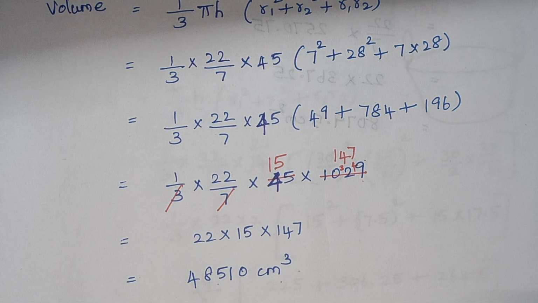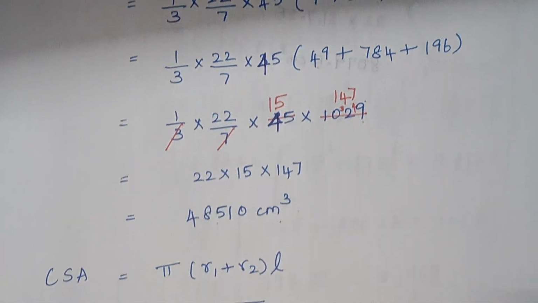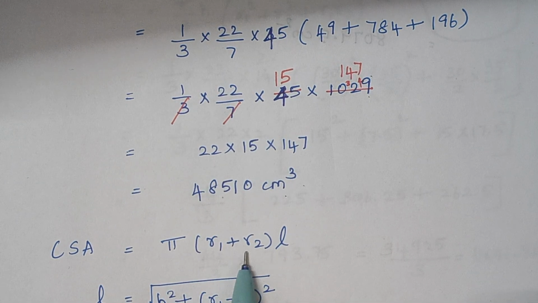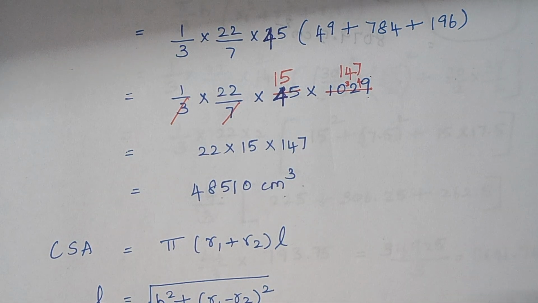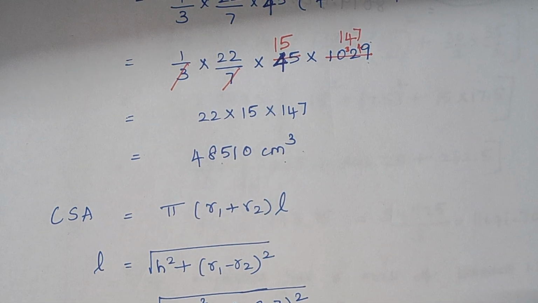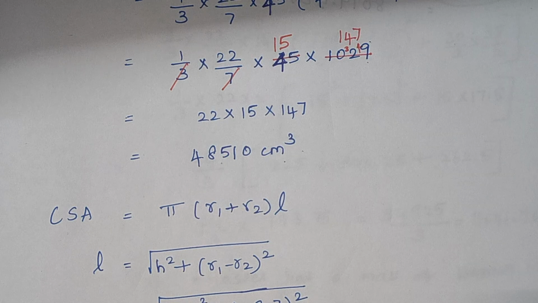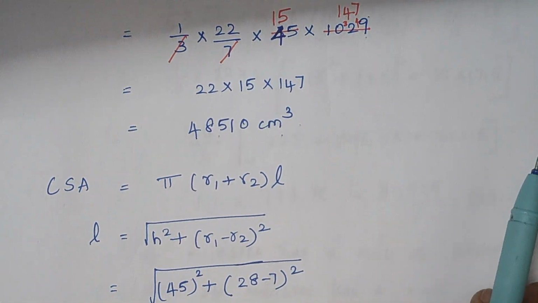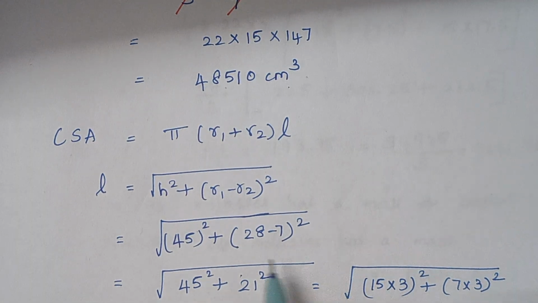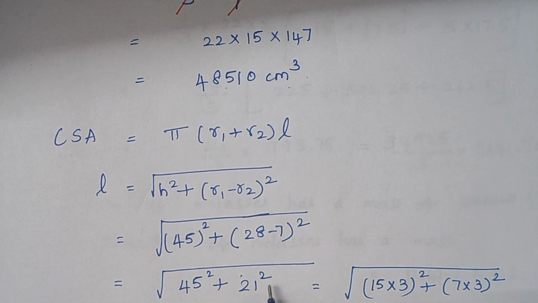The next thing is finding the curved surface area. The curved surface area is given by the formula pi into (R1 plus R2) into L. Here we need to find L, as R1 and R2 are given in the problem. L is the square root of H square plus (R1 minus R2) the whole square. So just substitute the values: 45 square plus 28 minus 7, which is 21 square.